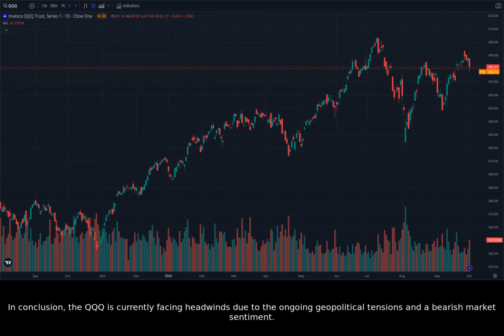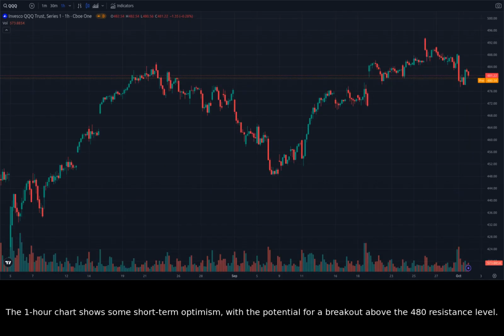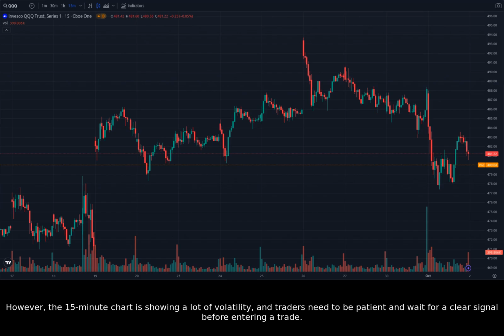In conclusion, the QQQ is currently facing headwinds due to the ongoing geopolitical tensions and a bearish market sentiment. The daily chart is suggesting a potential continuation of the downtrend, with the 430 level acting as the next key support. The 1-hour chart shows some short-term optimism, with the potential for a breakout above the 480 resistance level. However, the 15-minute chart is showing a lot of volatility, and traders need to be patient and wait for a clear signal before entering a trade.